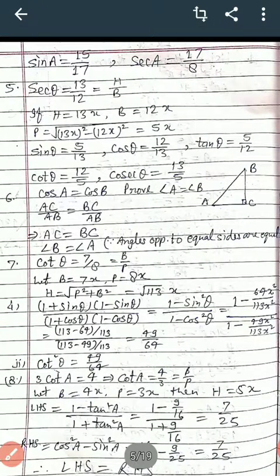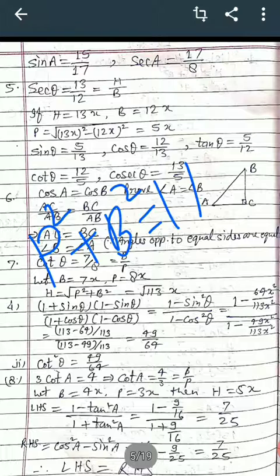Now the next question is the fifth question. The fifth question is sec theta equals 13 upon 12. So sec theta is h upon b. Now h is 13x and b is 12x. Now we can use the Pythagoras theorem, h square equals p square plus b square.